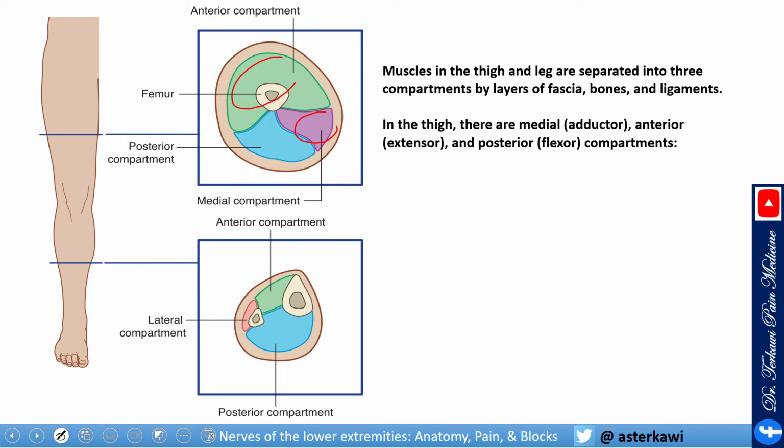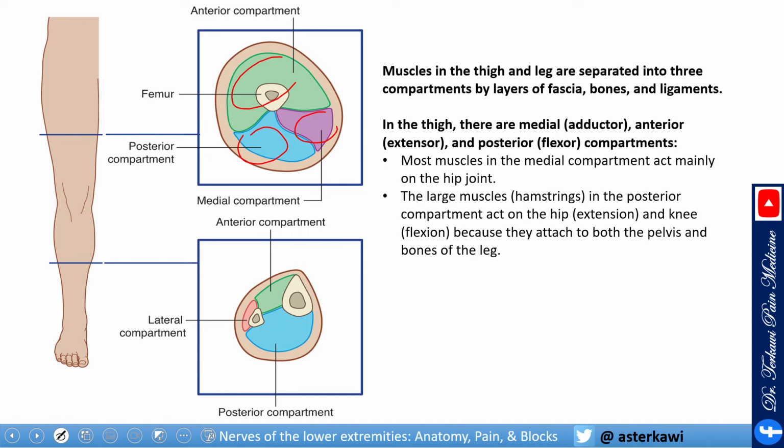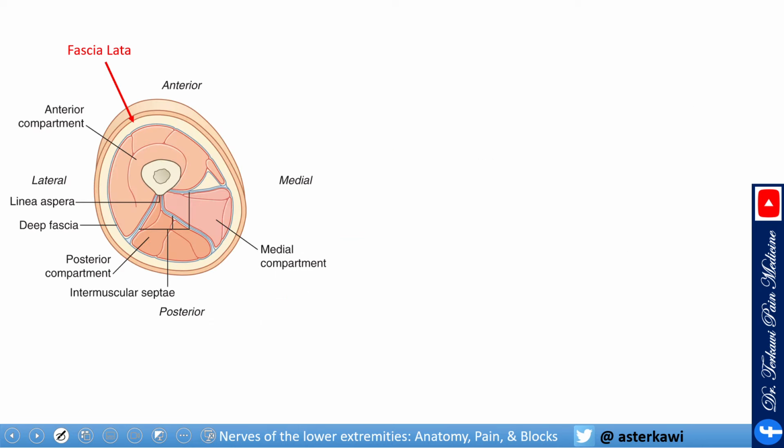Anterior, it's an extensor, and posterior is a flexor. So most muscles in the medial compartment act mainly on the hip. Large muscles, the hamstrings in the posterior compartment, act on hip extension and knee flexion. Muscles in the anterior compartment, which is the quadriceps femoris, the quadriceps group, predominantly extend the knee.